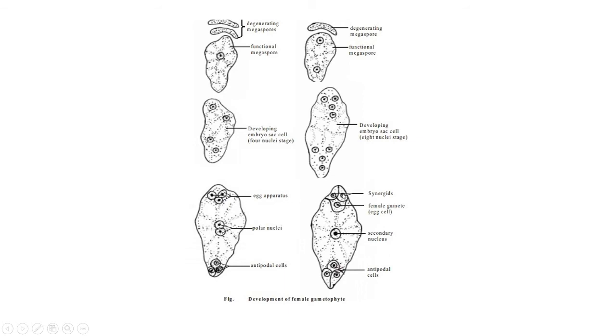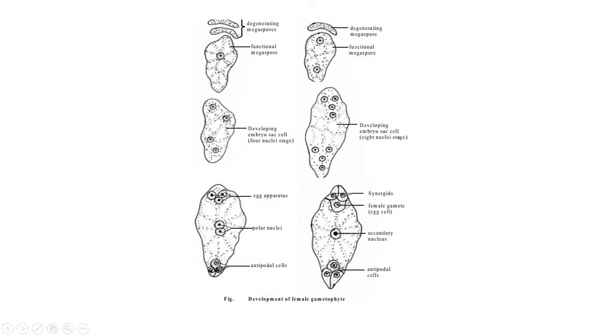These two cells are called synergids, and the central one is known as an egg cell. This egg cell is nothing but the female gamete. You can see here, just follow the cursor. This is the female gamete, and these are the two adjacent cells. And as a whole, these three cells together are called the egg apparatus.